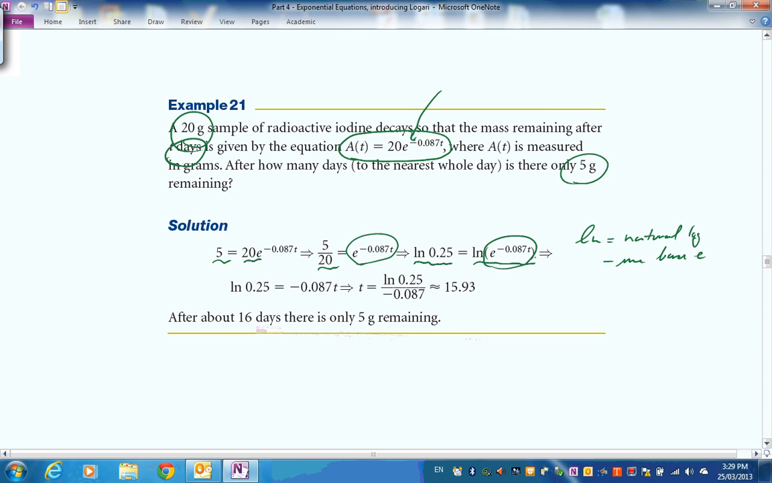Log to the base e means the power of e. Hang on, this side is already written as a power of e, so it's easy to take the log of it, it's just the power. So we have that, and dividing by 0.087 we get 15.93 days, approximately 16 days to reduce down to 5 grams. So you can see this has added a great dimension to our work, because we can actually solve important equations, if we're going to be able to use our exponential models effectively.